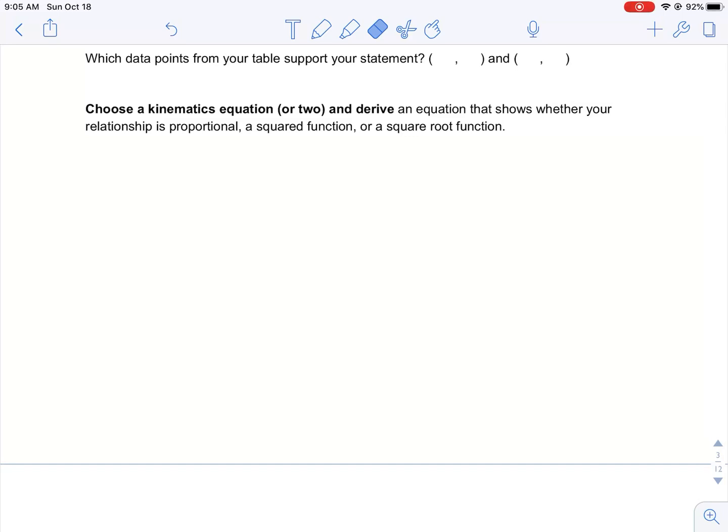Okay, so in this last step, we are going to choose a kinematics equation and derive an equation that shows whether our relationship is proportional, squared function, or square root function. So we already know it's a square root function, but we're going to derive it from the kinematics equation. We're trying to link the relationship between delta x y and time.